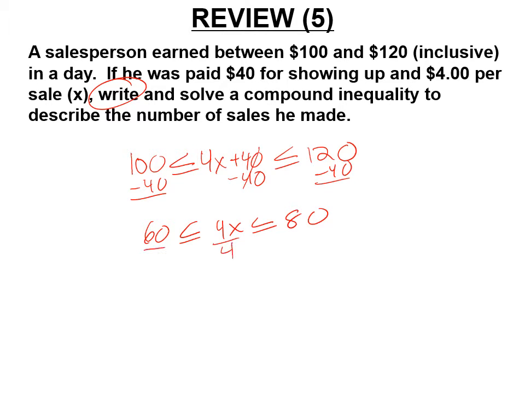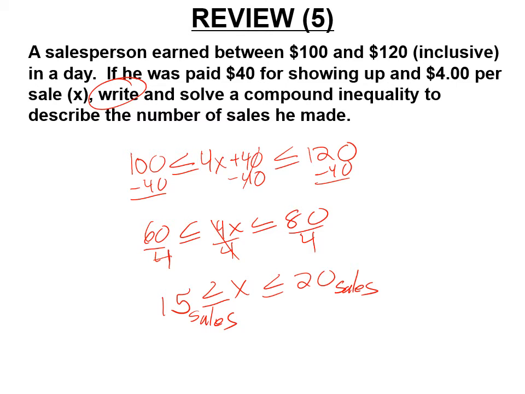Divide all three sides by 4. And 80 divided by 4 is 20. And 60 divided by 4 is 15. And so these are sales, right? Because we didn't use S for sales. So if he made between $100 and $120, he made between 15 and 20 sales.